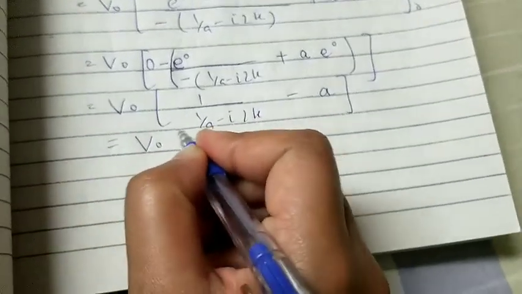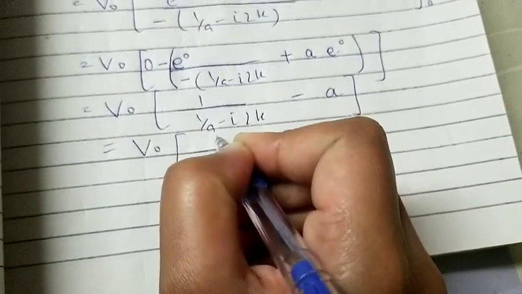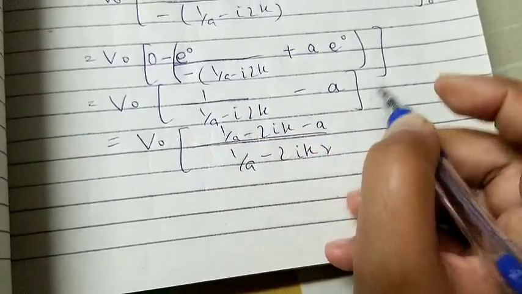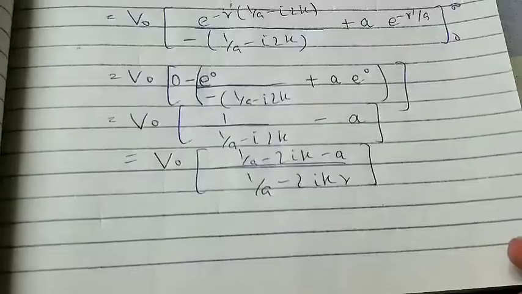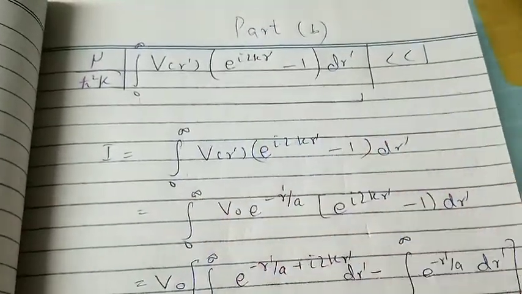So v naught, if I take LCM of this quantity, it will become 1 over a minus 2 iota k minus a. So this is the expression that we got for this integral. We will plug this value right there, and this is finally the condition.